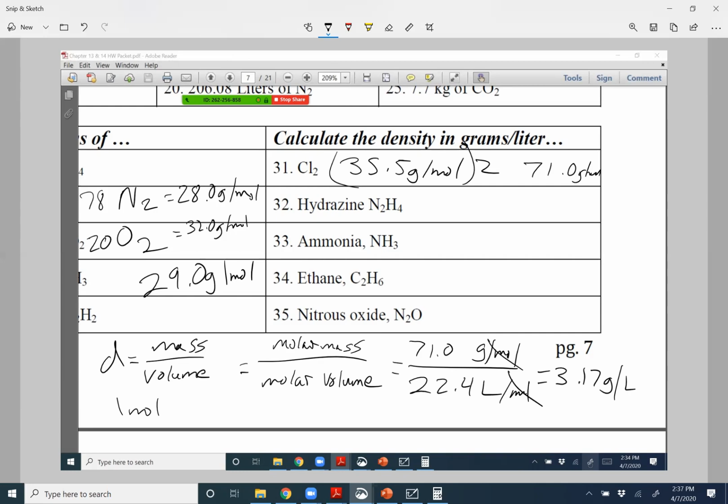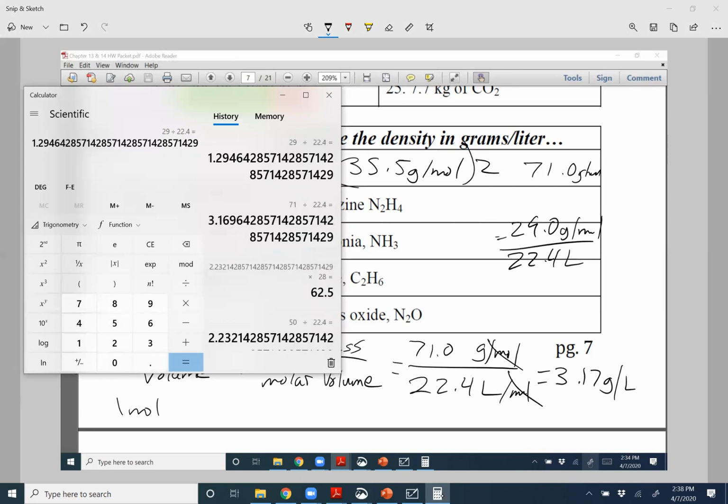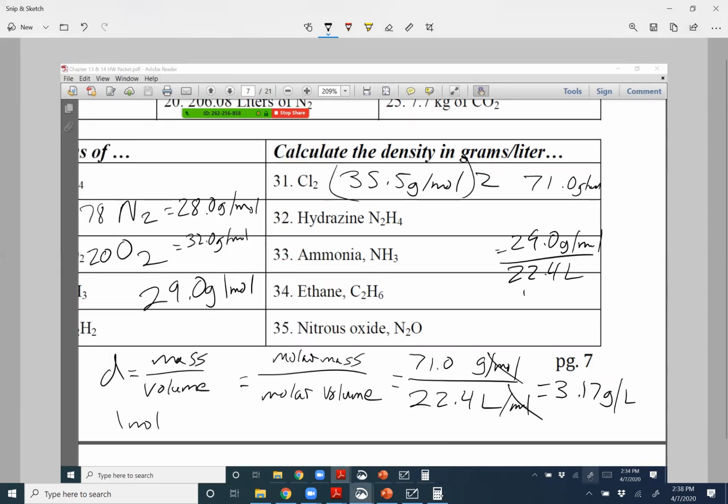So if we do air's density, then that would be 29.0 grams per mole divided by 22.4 liters. So plugging that into our calculator, we get air's density to be 1.3 grams per liter. So as you can see, chlorine gas is like 3 times as dense. And so it would sink in air if you made a balloon of it. It would behave a lot like a ball.